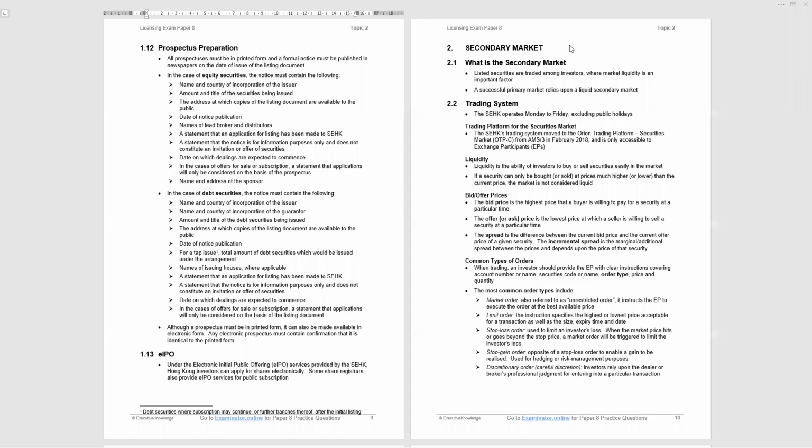Section 2 of Topic 2 of Paper 8 deals with the secondary market. So Section 1 looked at the primary market, where shares are put into the market for the initial investors to buy. Secondary market is the stock exchange, where we've got the listed securities traded among investors, and market liquidity is extremely important for the secondary market.